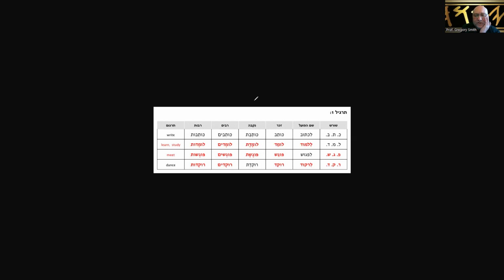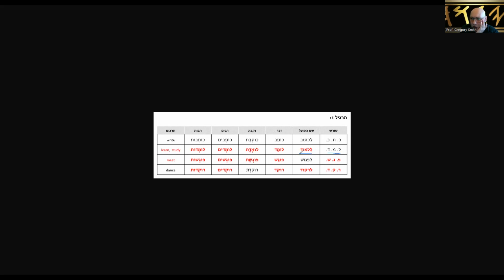Okay, so let's take a look at this chart. Here we have Lamed Mem Dalet, that's the shoresh. Lilmod, remember that? That means to study. Lomed, look at that. So it'd be like Ani lomed, I am studying.